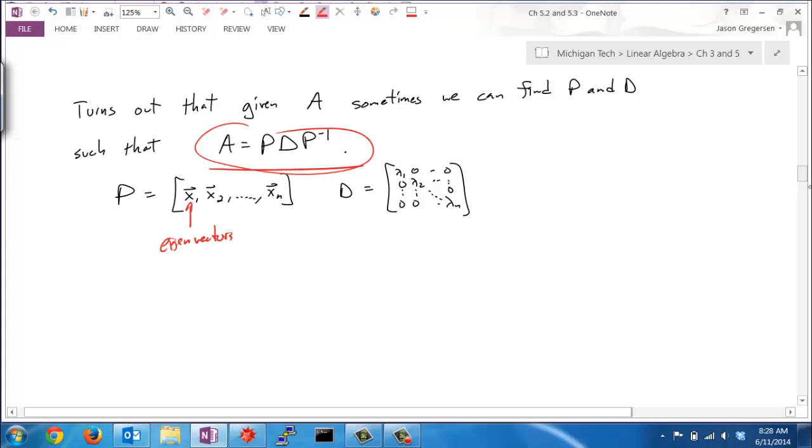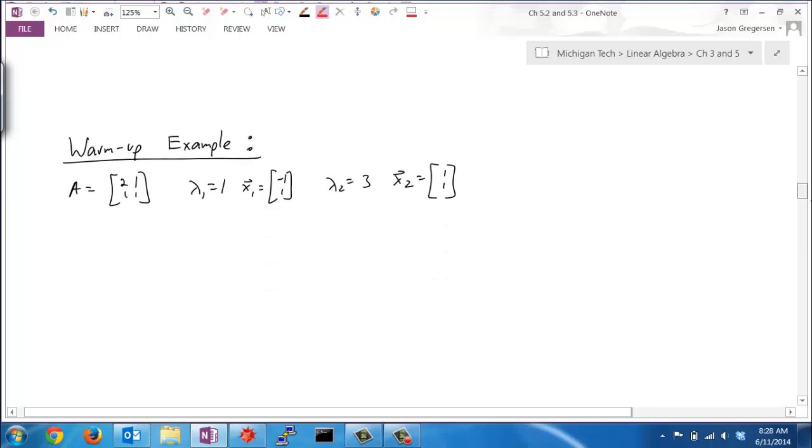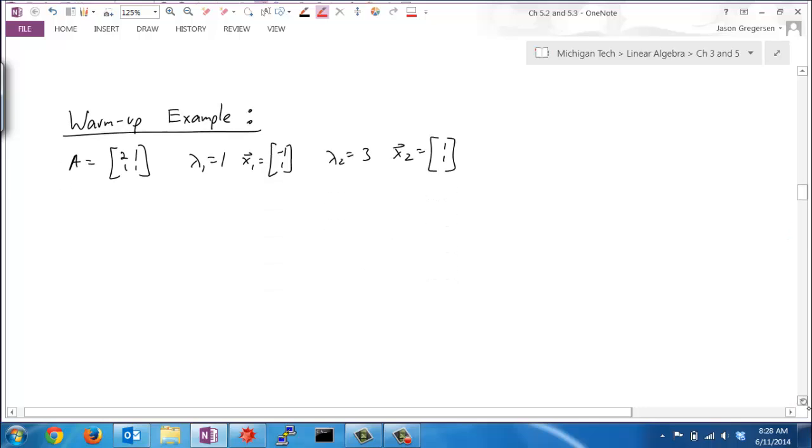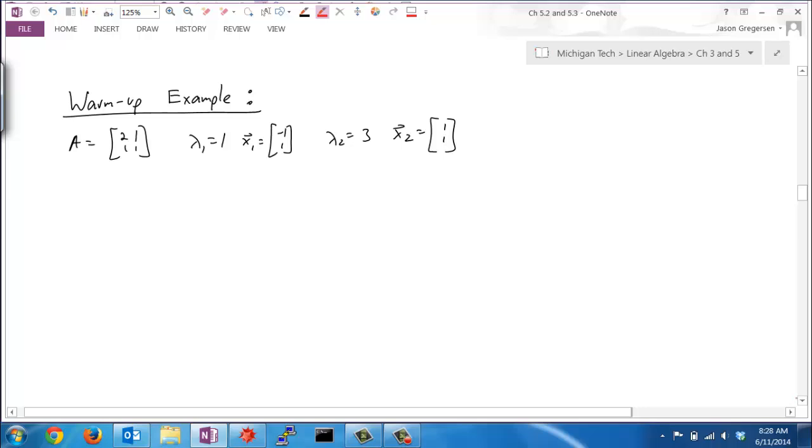All right, so that's probably a little cloudy right now. This is the main equation for how we diagonalize: A is equal to P times D times P inverse, where P is a matrix that has the eigenvectors as columns, and D is a diagonal matrix that has eigenvalues on the diagonal. So, this is what we did in the warm-up. We had our matrix A, our two eigenvalues, and our two eigenvectors.